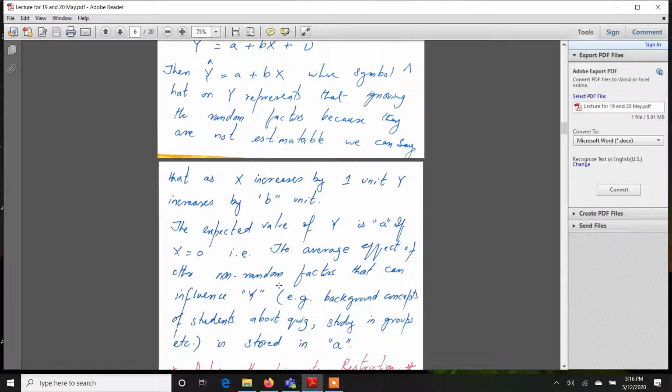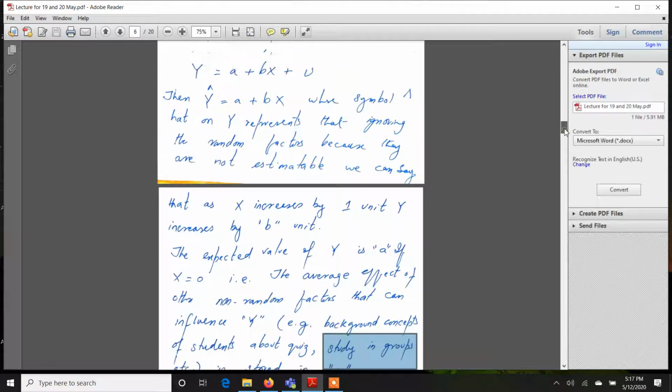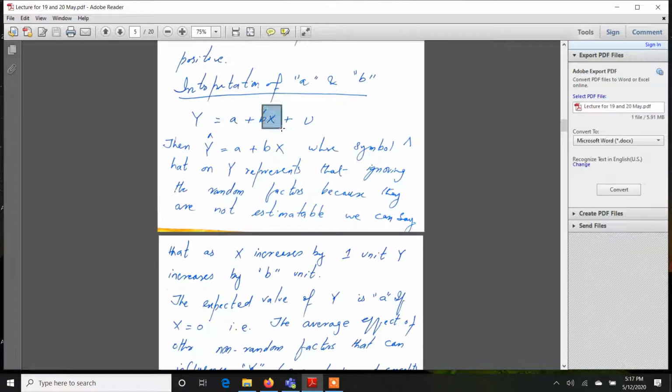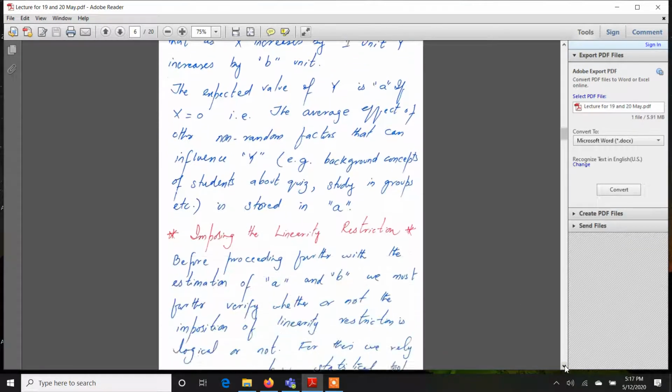For example, if it's a mathematics course, whether you have background concepts of mathematics will determine your quiz marks. It's not a random factor, right? Whether you study in groups or not can also influence your marks. So in other words, all things other than this x, their random effect is stored in U and their average effect is stored in A, right? So this is the interpretation.